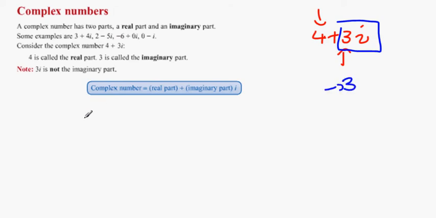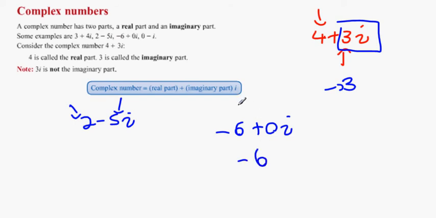Likewise, if you have 2 minus 5i, the real part is 2 and the imaginary part is 5, or minus 5. If we had minus 6 plus 0i, this is the same thing as minus 6. We say that the real part is minus 6 and the imaginary part is 0. Remember, complex numbers always have a real part and an imaginary part multiplied by i.